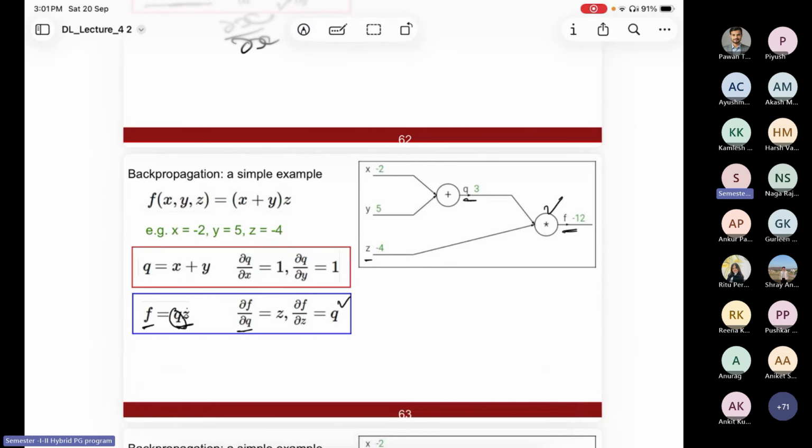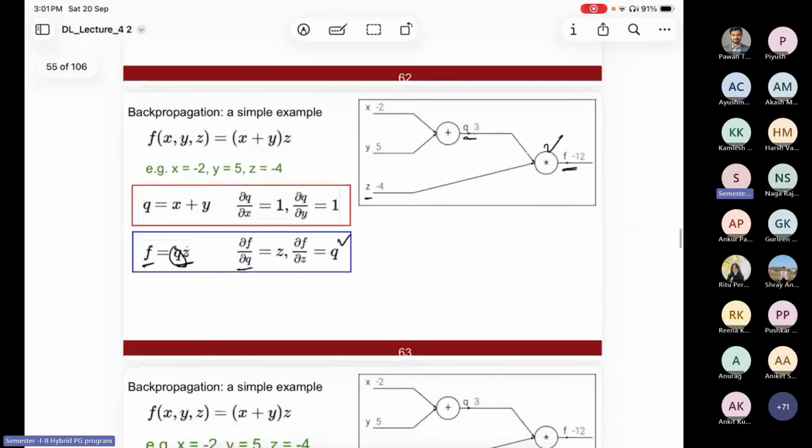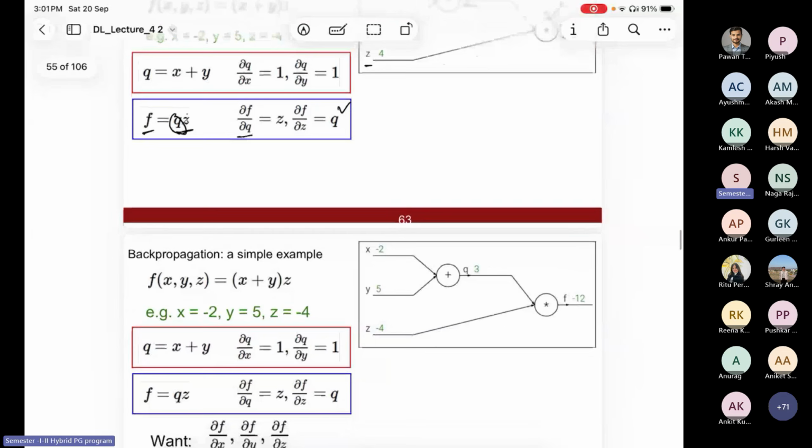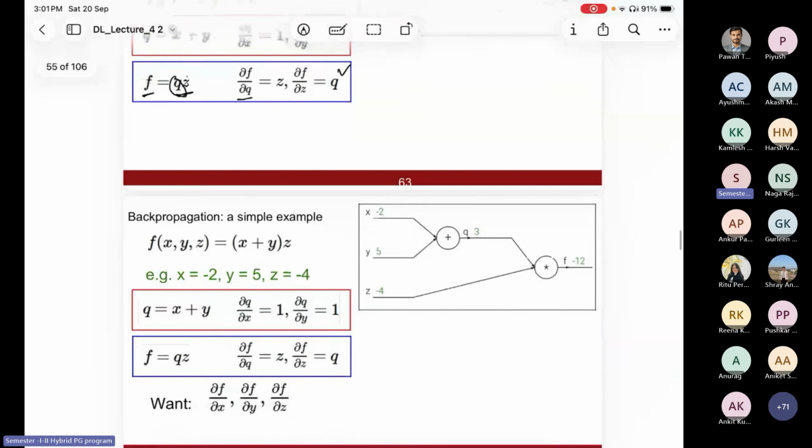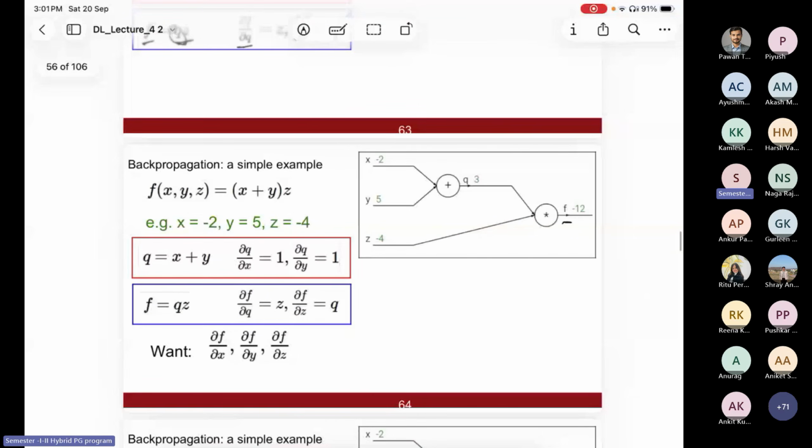But we have to solve the bigger problem, and that bigger problem is finding the derivative of f, because this is the final function. This is the final term. So we have to find the derivative of this f with respect to x, with respect to y, and with respect to z.